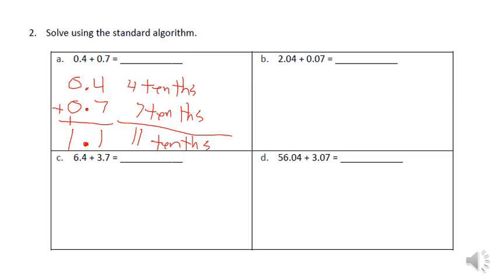Now let's look at D. I have 56 and 4 hundredths, excuse me, and now I have 3 and 7 hundredths. And I'm adding these two together. Notice I have lined them up by place value, and I have made sure the decimal point is lined up. Now 4 plus 7 gives us 11. Carry a 1, gives me 1. 6 and 3 is 9. And 5 plus 0 is 5. And then I have to make sure my decimal's in there. So we end up with 59 and 11 hundredths.